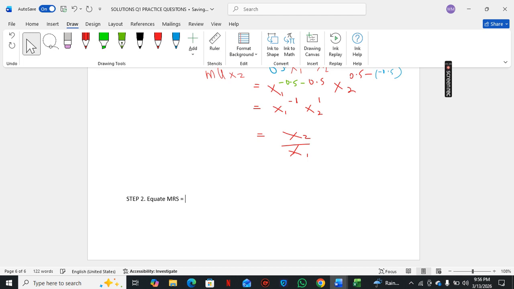Equate the MRS, the marginal rate of substitution, which is the trade-off rate that tells you how many sausages you're giving up to get bread, with the slope of the budget constraint. The slope of the budget constraint line is also telling us the same thing: how many sausages we're giving up to get bread.